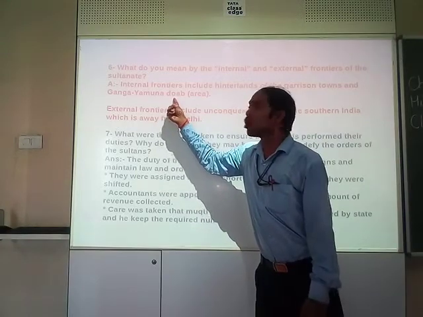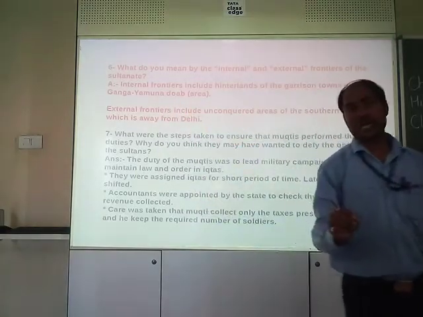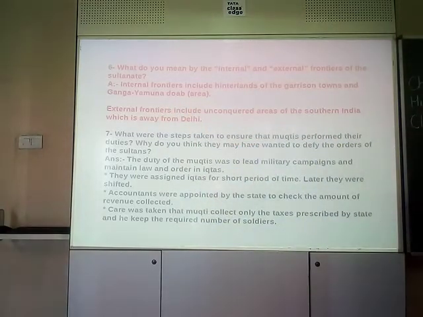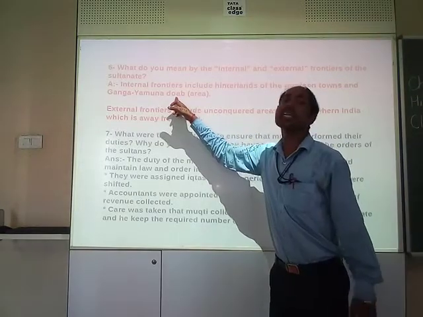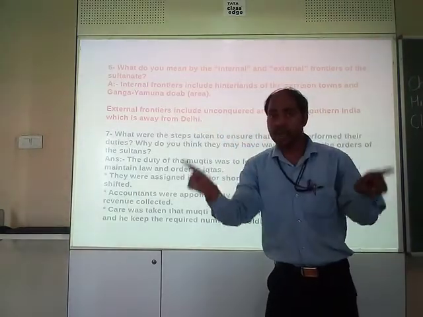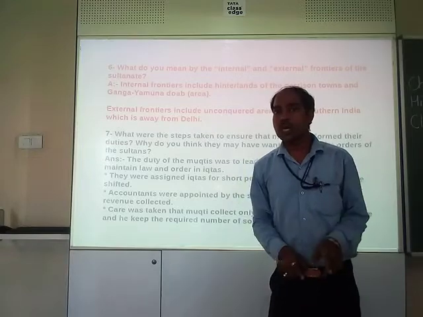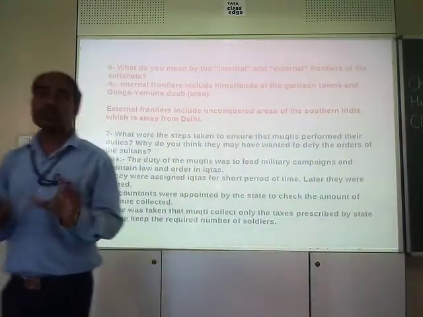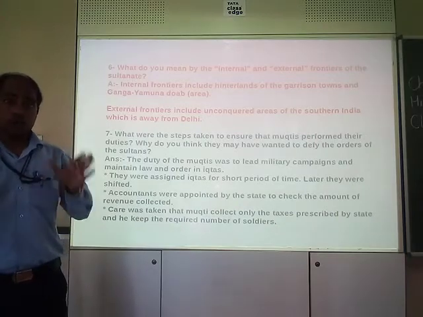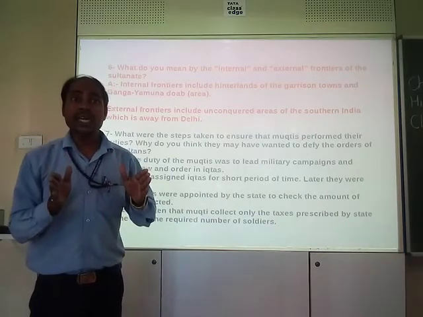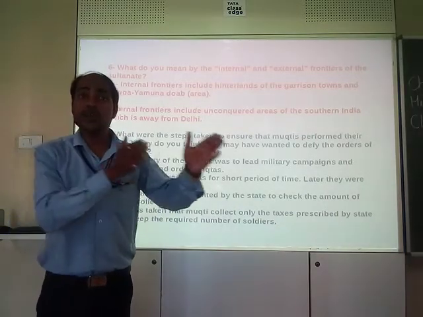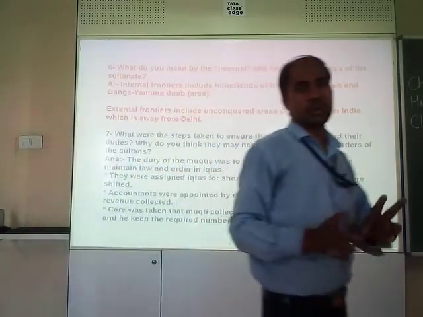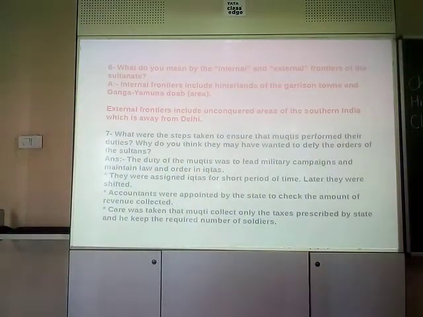Also areas which are very close to Delhi, like your Ganga Yamuna Doab. The word Doab over here means area. Clear? The word Doab here is nothing but area, the area nearby to Ganga Yamuna. Okay, only these two things you have to consider.